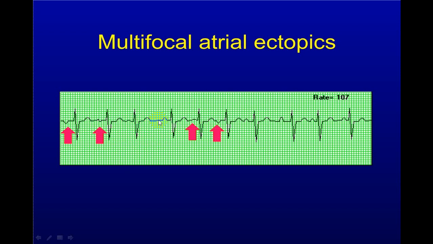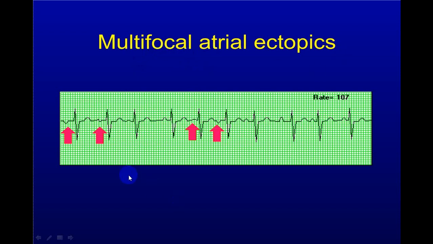If you see this interval, this is RR interval. See, this is RR interval. And this has come premature. So these are atrial premature beats. And all P waves are different. So it is coming from multifocal. So it is multifocal atrial ectopic beats.